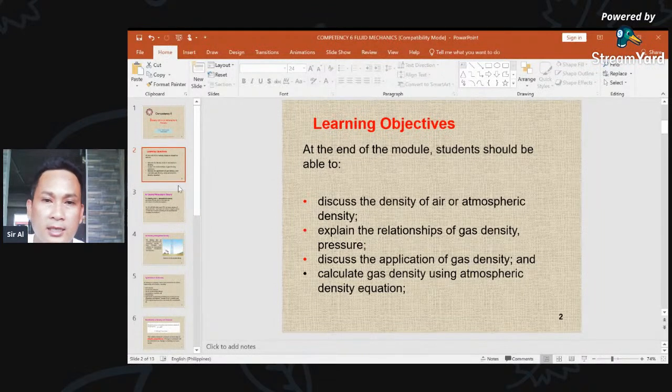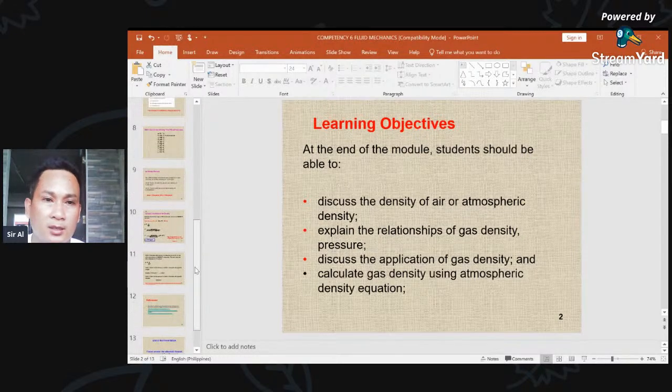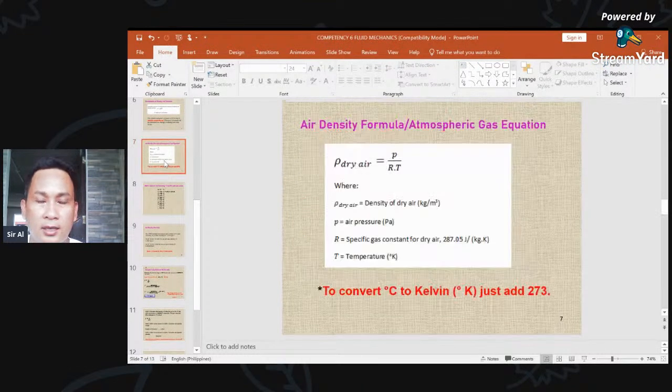I'm not going to discuss everything because I presume that you have already understood some of the concepts in this module. I'm just going to give emphasis to the air density formula of the atmospheric gas equation, which is density equals P divided by RT. The Greek letter rho stands for density. The unit is kilogram per cubic meter.